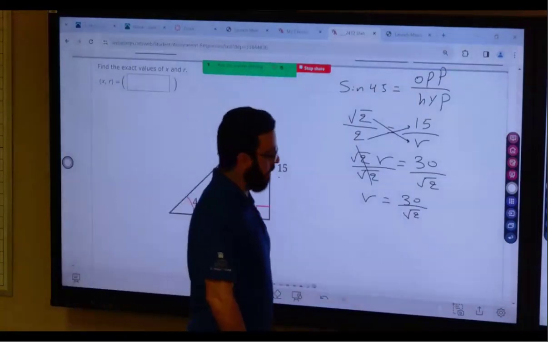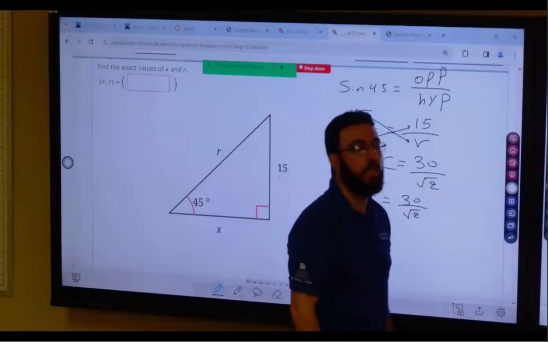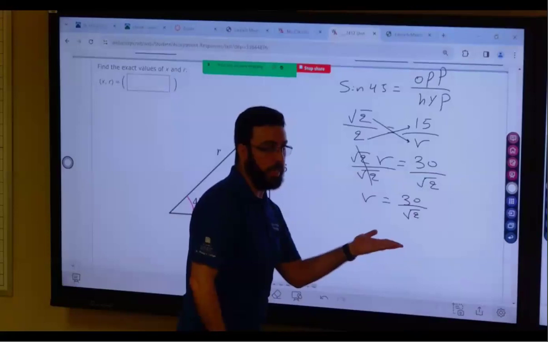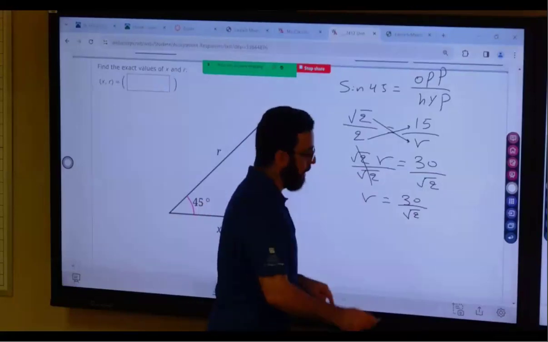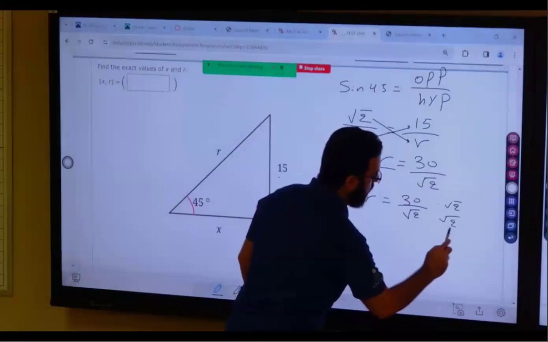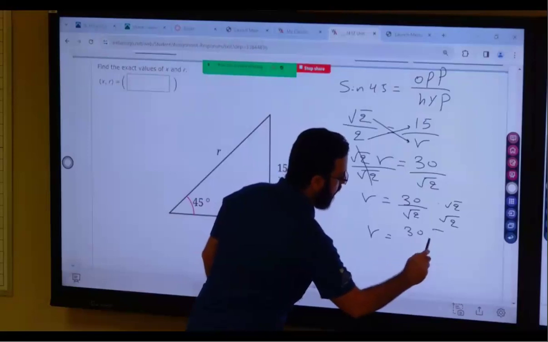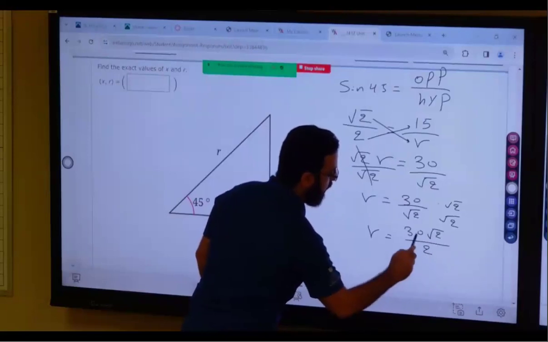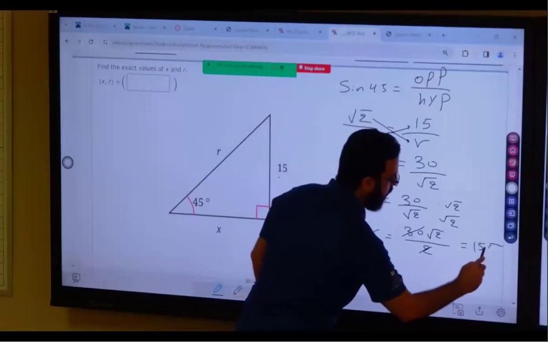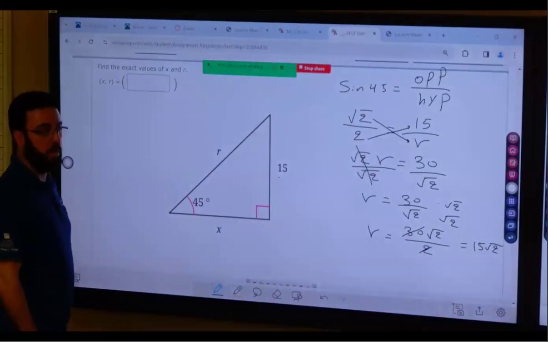Rationalize. How are you going to do that? This one is going to be the right one, but can you rationalize? Yes, I multiply by what? Square root of two on both sides, top and bottom. So R is going to be 30 square root of two over two. Now cancel this one with this one, so it's going to be 15 square root of two. Can you just put that in the calculator, like 30 over?